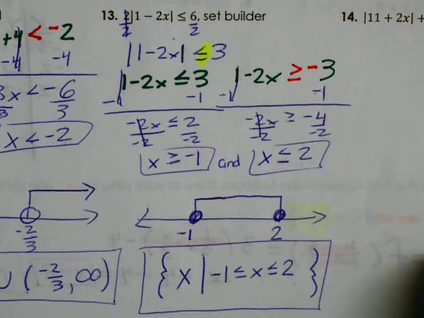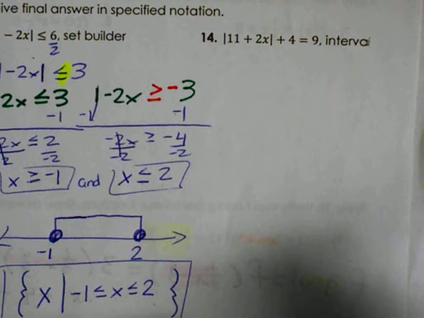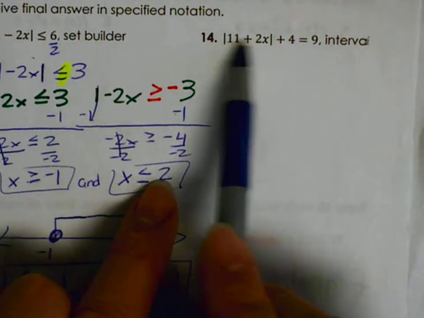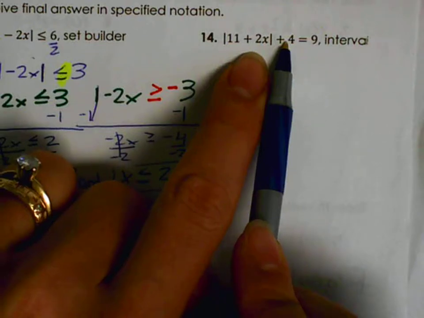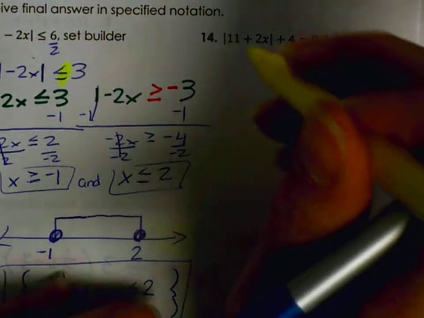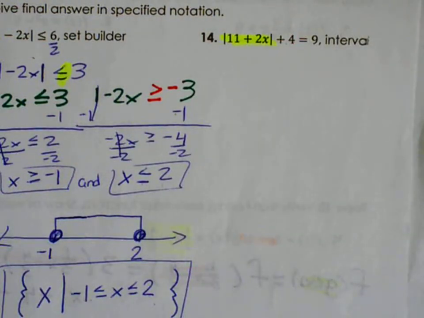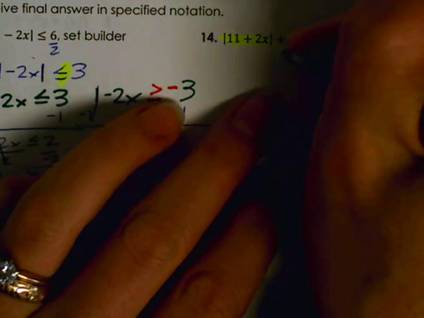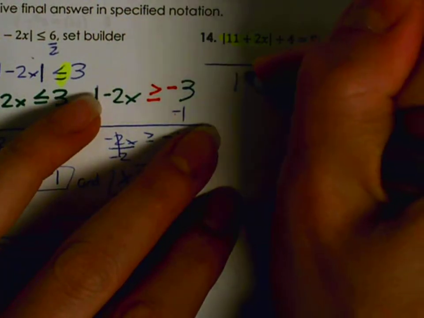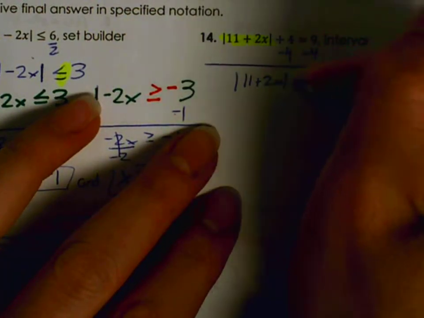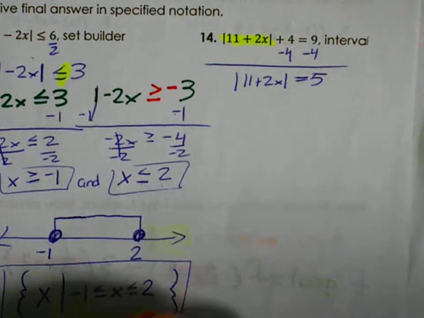All right, last question on this topic is question 14. So again, my inequality is not by itself yet. I have this +4. Because what I'm trying to do here is have just this part by itself before I take away the absolute value signs. So I'm going to need to subtract 4 from both sides. That gives me the absolute value of 11 plus 2x equals 5. Now my absolute value is all by itself, so now I can rewrite it.